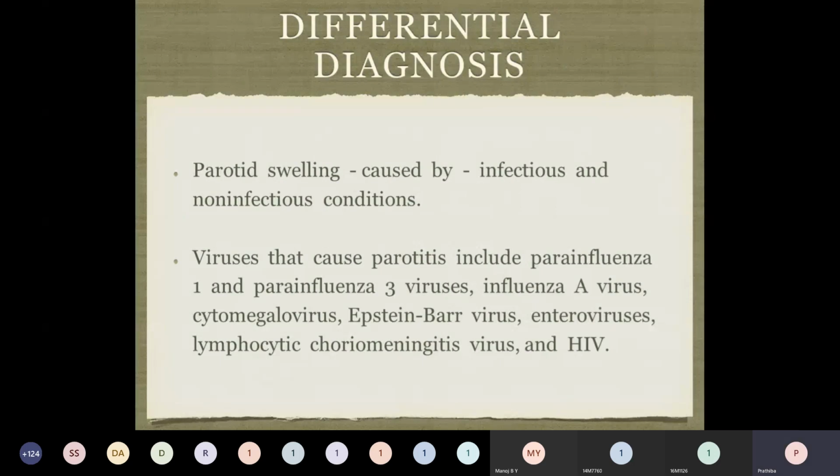What are the differential diagnoses? Parotid swelling is caused by infectious and also non-infectious etiologies. It means that when parotitis is present, it is not necessarily because of mumps infection. It can be because of other viral illnesses also. Those include parainfluenza 1 and parainfluenza 3 viruses, influenza A, cytomegalovirus, Epstein-Barr virus, enterovirus, lymphocytic choriomeningitis virus, and also HIV.